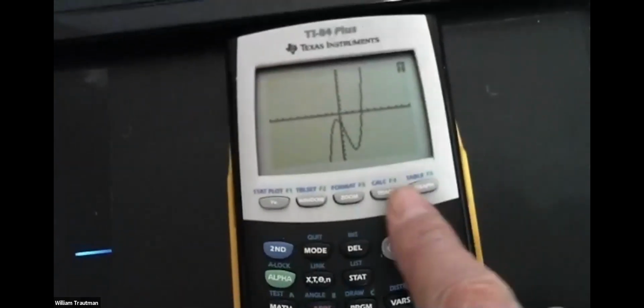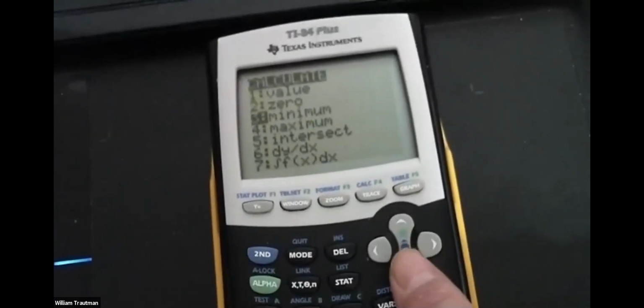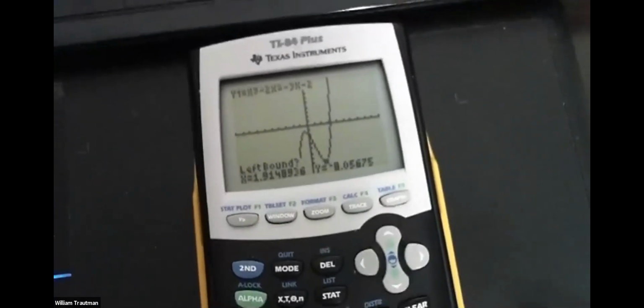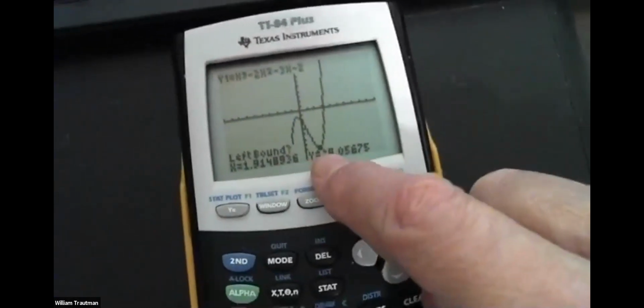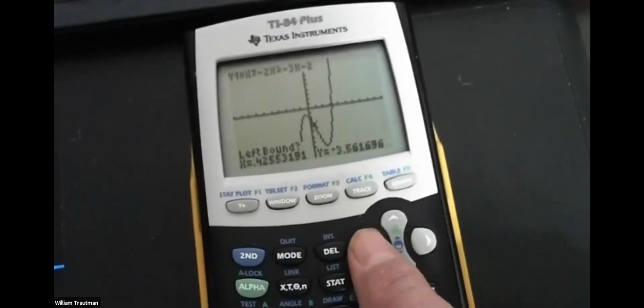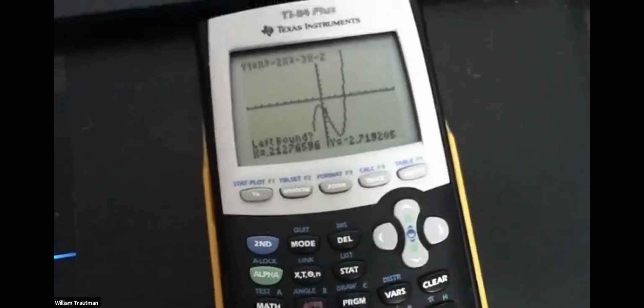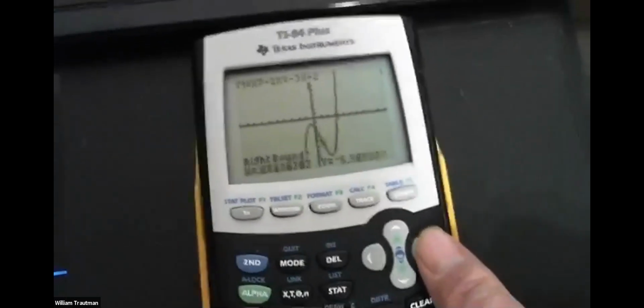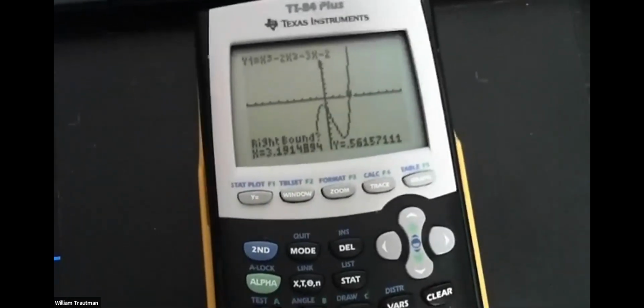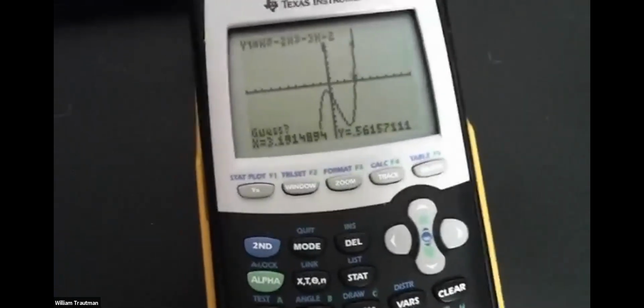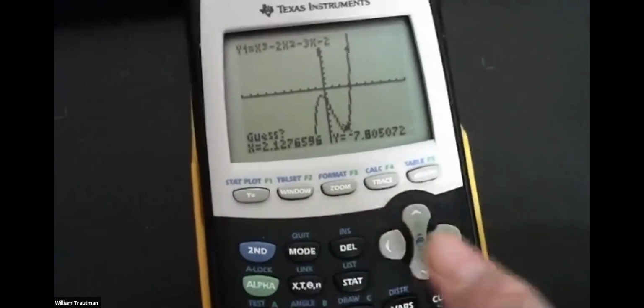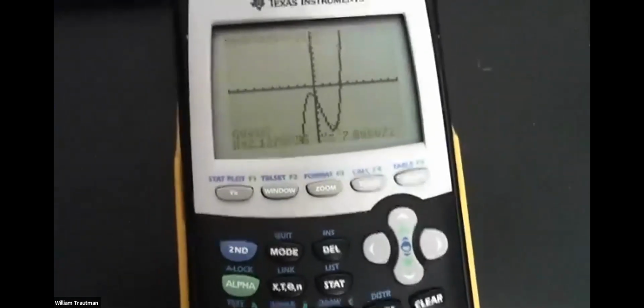And second trace, and then go down to minimum. And we know the minimum's somewhere right there, so I have to arrow over because you got to get to the left side of the minimum. So I'm on the left side of the minimum. I hit enter. Now I got to go to the right side, the right boundary. So this is past the minimum. Hit enter. Then it says guess. So I'm just arrowing over, and you guess about. You don't have to guess. You can just hit enter again. If I hit enter, it finds my minimum. At X is 1.868, and the Y is at negative 8.064.